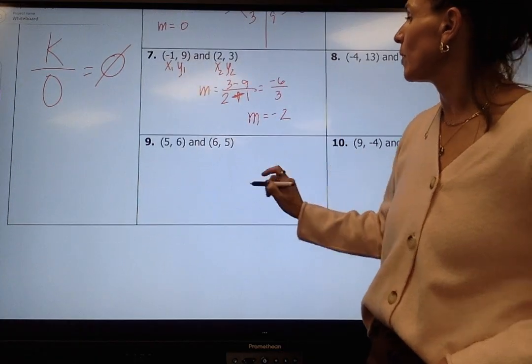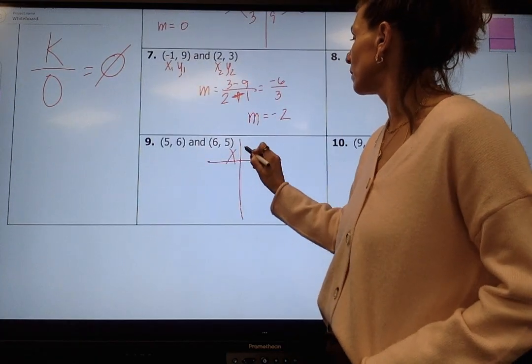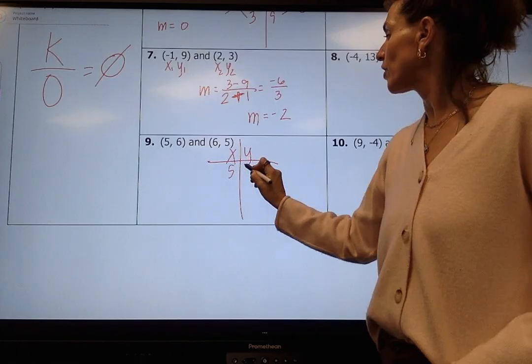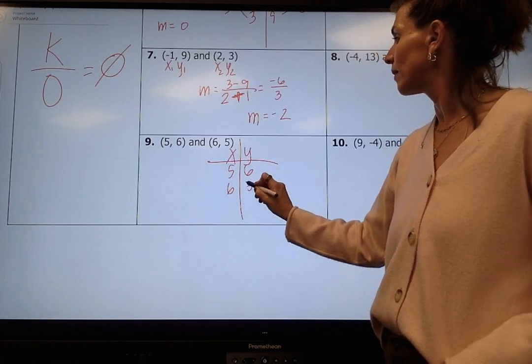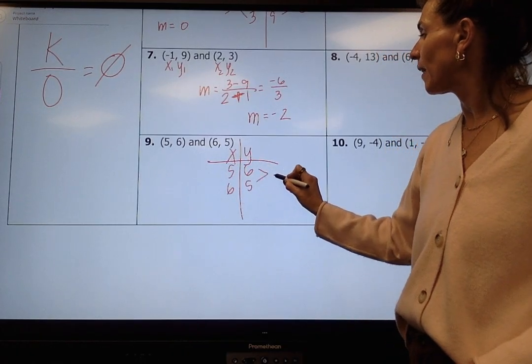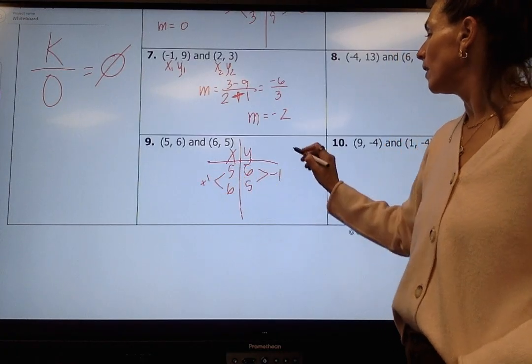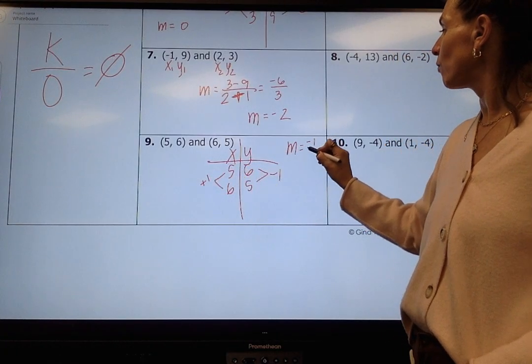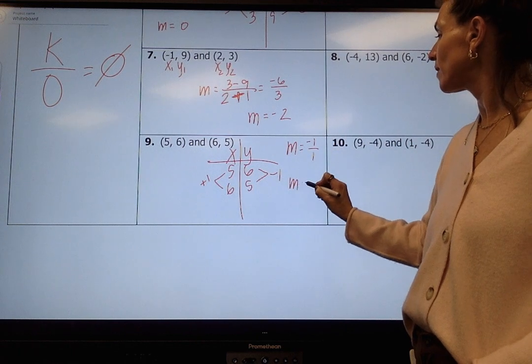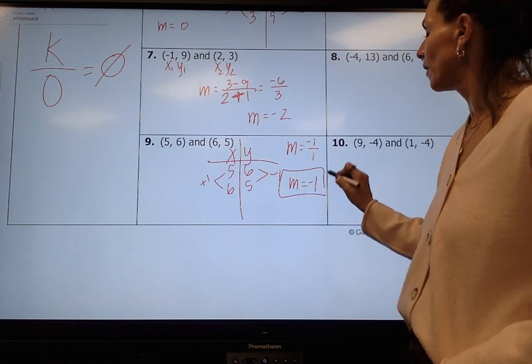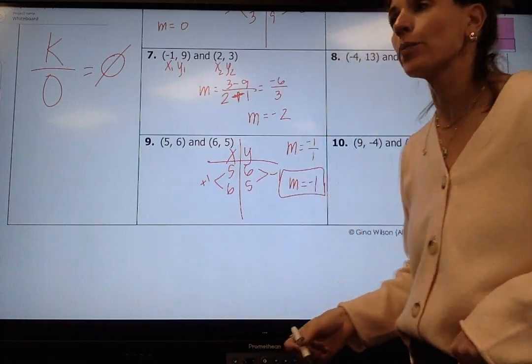Okay, let's look at number 9. I'm going to make it a table. So I'm going to change that into table format. 6 to 5 is negative 1. 5 to 6 is positive 1. So my change in y is negative 1 over 1, which then simplifies to negative 1. Okay, so that's how to do it algebraically.